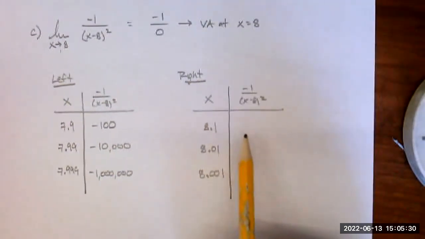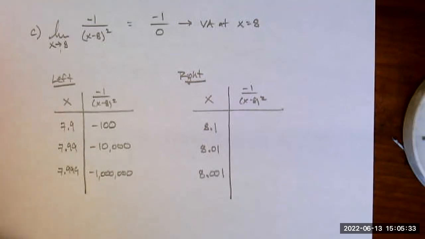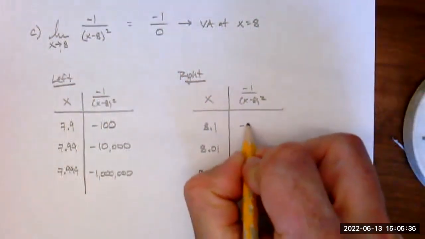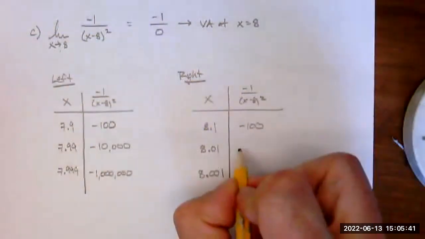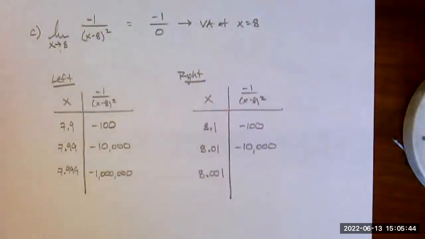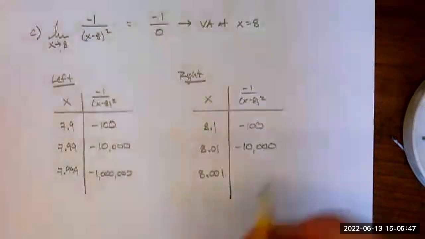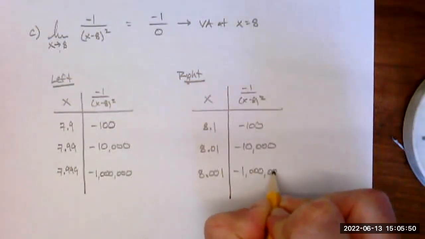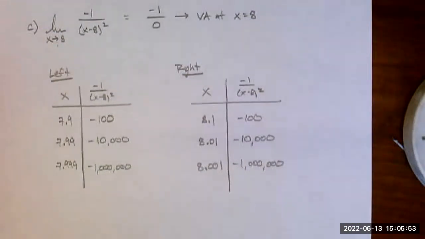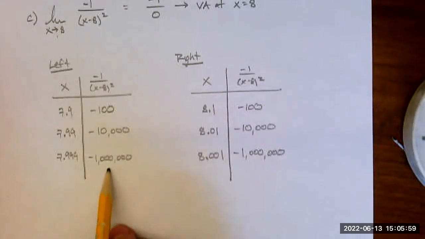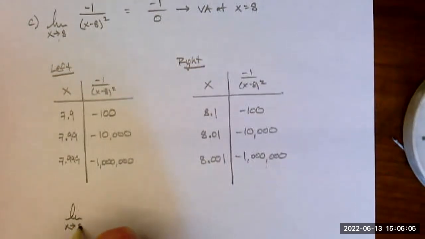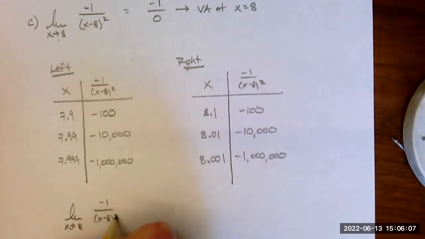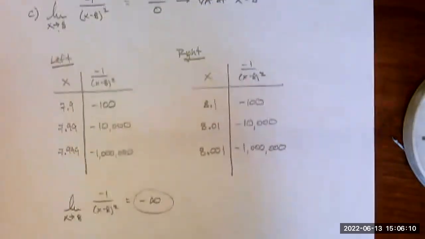Let's check this side. Negative 100. Okay. Negative 10,000. Yep. Negative 1,000,000. Got that symmetrical. It won't always be symmetrical, but it's not unusual either. So this side's going to negative infinity. This side is also going to negative infinity. That tells us that our answer, they are equal. We're going to negative infinity.